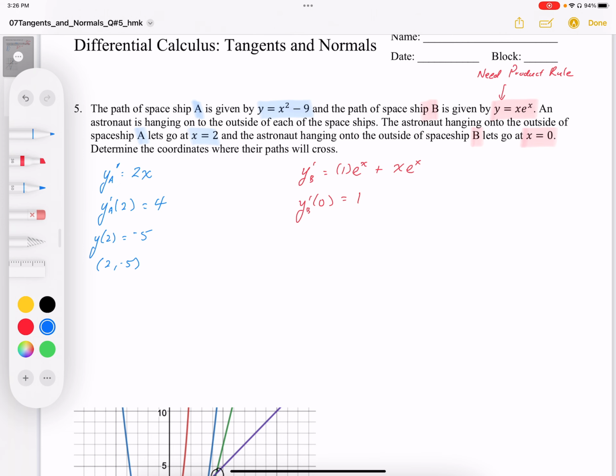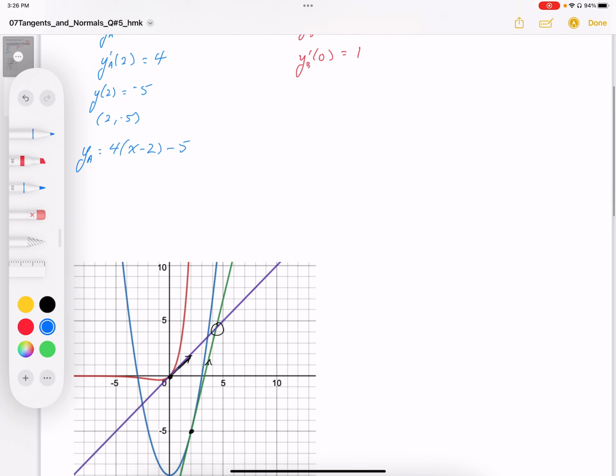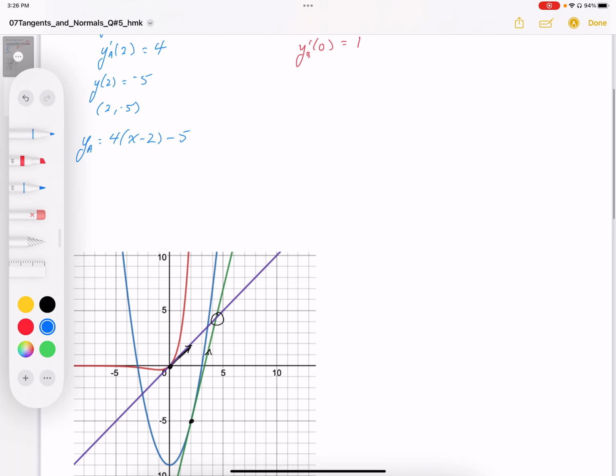Then to write the equation of the tangent line, we have the slope. It's going to be 4, and then in point slope form, it's going to be y equals 4 times (x minus 2) minus 5. That's the equation of the tangent line. So that's that green line I've shown there. So maybe I'll just highlight that. That green line is going to be the tangent line for that.